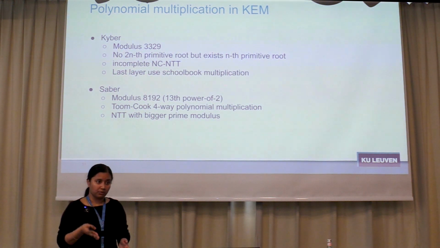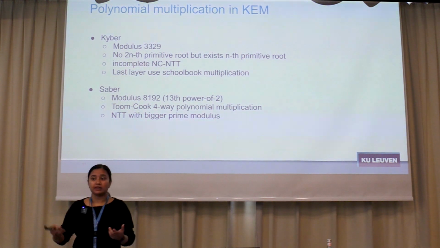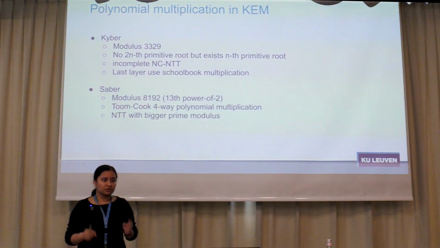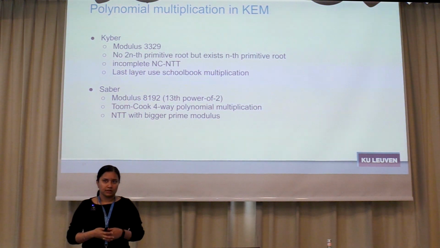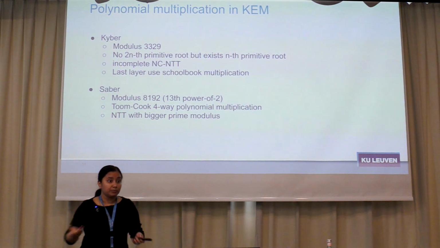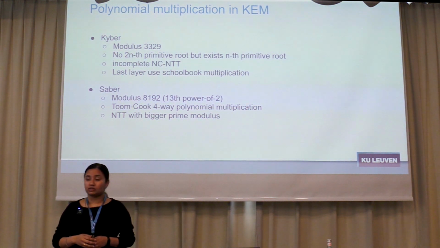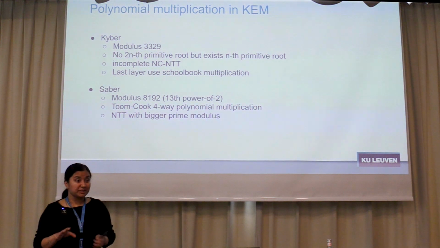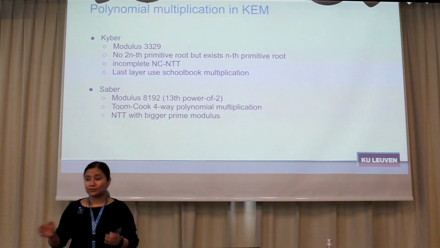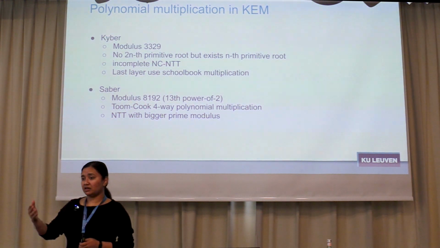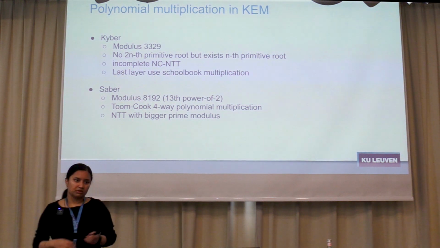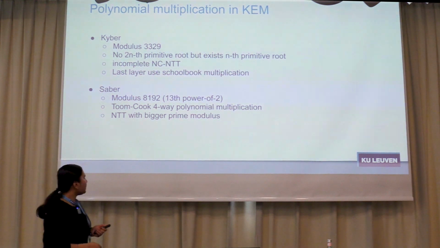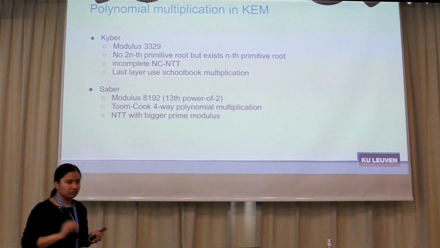You can stop 1-2 layers early if you don't have that exact primitive root, the one you want, in the field. So it's kind of a new strategy they have shown, that with an incomplete NTT you can even improve the time complexity. As I mentioned, schoolbook is very good if you have small n, right? But it becomes worse when you have big n. So for the last layer, they use this schoolbook multiplication, and that's how it's done right now.